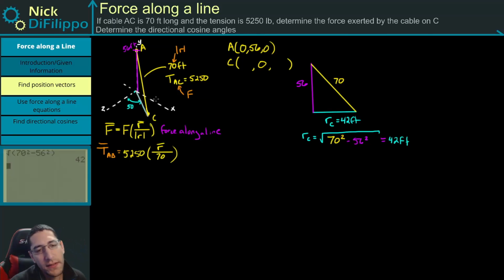Now that doesn't really help me because this doesn't tell me how far I go in the x direction and the z direction. But I can make different triangles. I can make a triangle that looks like this.